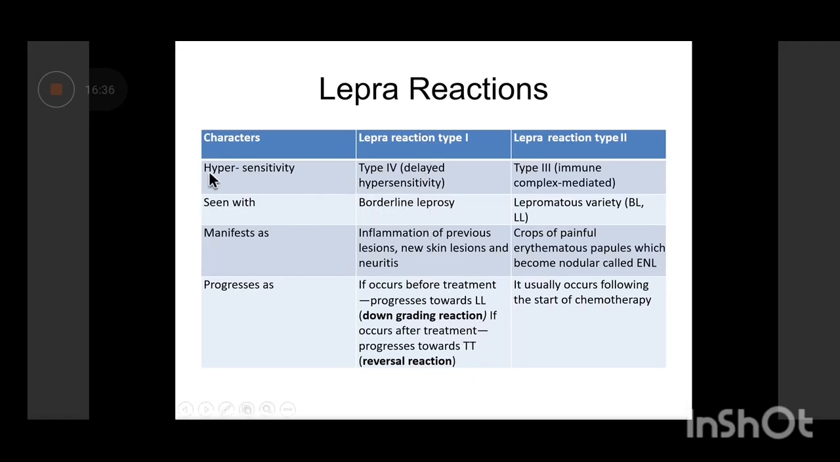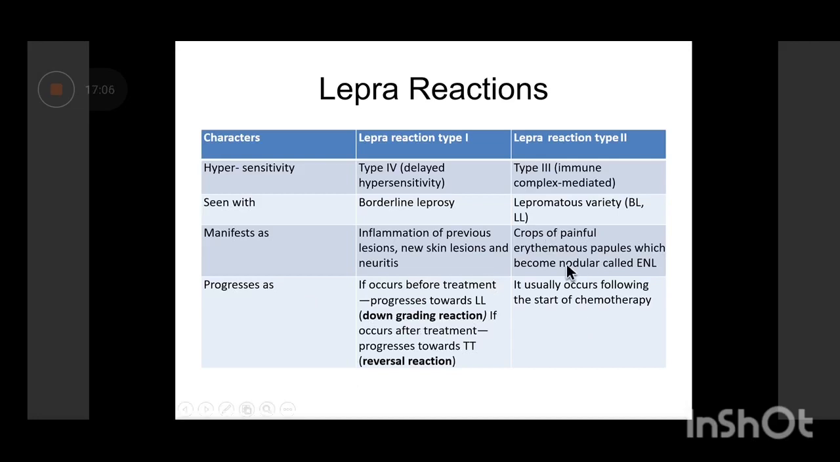Type 1 reaction is seen in borderline leprosy, and type 2 reaction is seen in lepromatous leprosy varieties, which includes the borderline leprosy or lepromatous leprosy. Type 1 reaction manifests as inflammation of previous lesions, appearance of new skin lesions, or inflammation of nerves, that is neuritis.